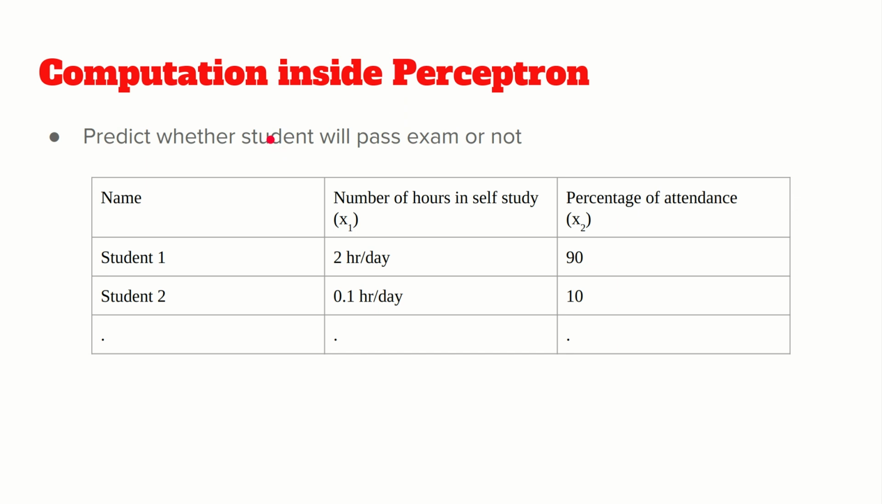Before getting into the computation that is happening inside a perceptron, I will start with a simple example. Let's say we want to predict whether a student will pass an exam or not. We have two attributes over here. Attribute 1 is x1, the number of hours a student dedicates to self-study. Attribute 2 is x2, the percentage of attendance of a student. Using these two features, we want to predict whether a student will pass the exam or not.